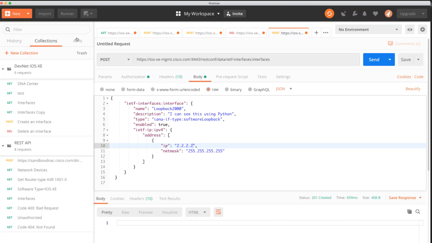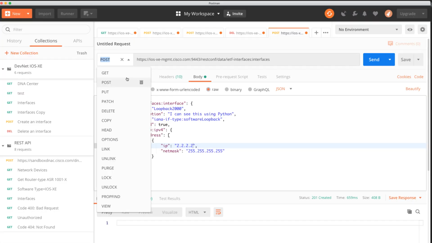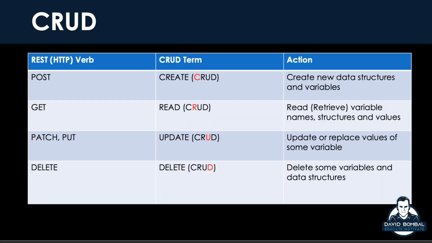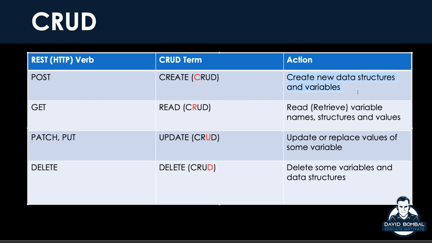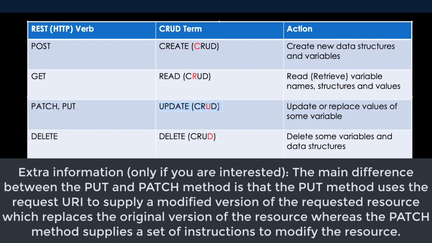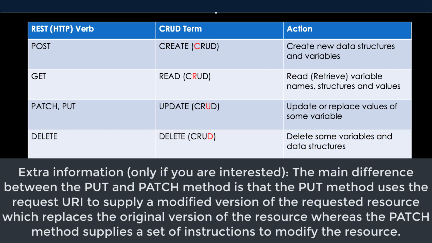Now, I'm going to demonstrate the use of Postman in a moment, but notice here we've got GET, here we've got POST, we've got DELETE, we've got PATCH, we've got other what are known as HTTP verbs. So POST will allow me to create new data structures and variables. That's the C in CRUD for create. GET allows me to read or retrieve variable name structures and values. PATCH and PUT allow me to update or replace values of some variable. And DELETE, fairly easy to understand, allows me to delete variables and data structures.